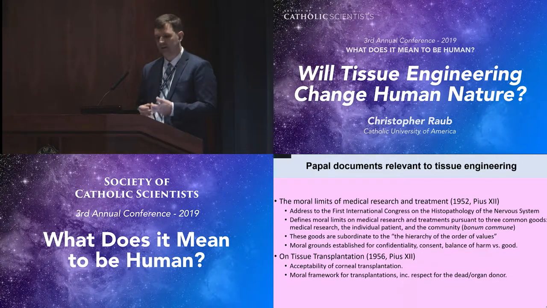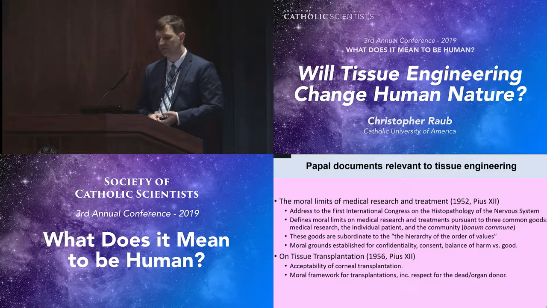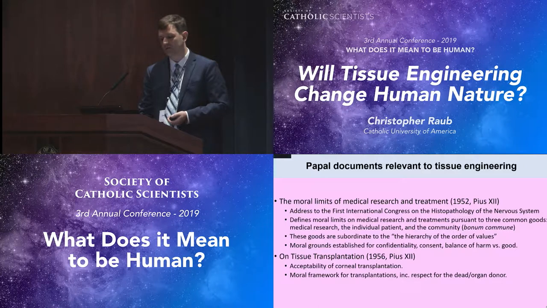And in that treatise, he defined three goods that medical research and treatments pursue. And these are the medical research knowledge itself, derived from that research, the individual patient's well-being, and the community's well-being and prosperity. These goods, however, he stated, are subordinate to the hierarchy of the order of values. And in this treatise, he really laid the moral grounds for many protocols that are used today involving medical research, such as confidentiality, patient consent, and the balance of harm versus good of a medical treatment or procedure.